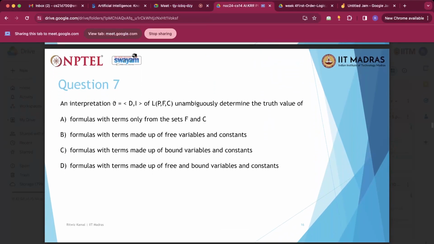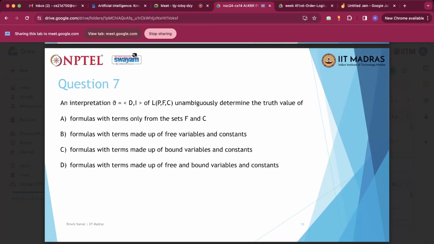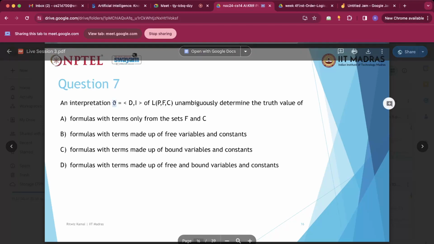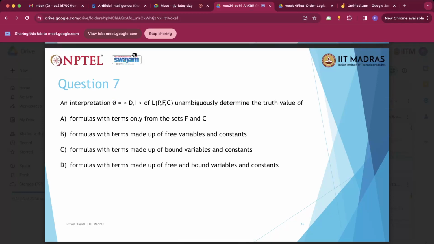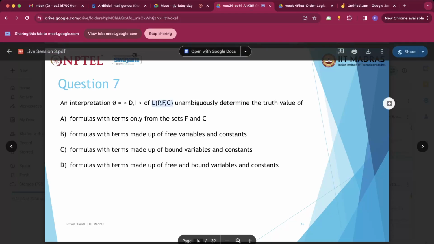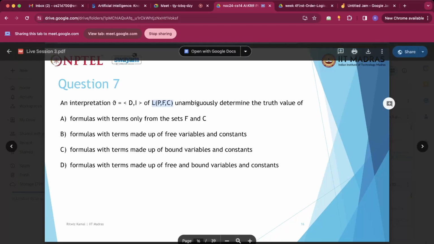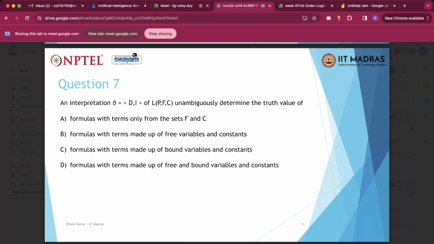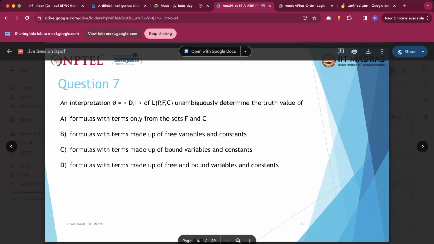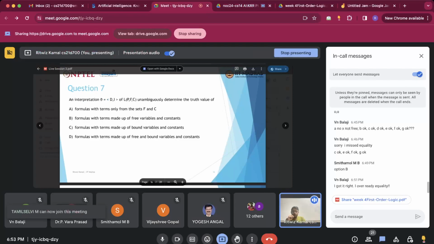So this is a question based on interpretation. An interpretation I is just a fancy way of writing I equals domain and its interpretation I of LPFC. So basically an interpretation unambiguously determines the truth value of which of the following? Again, I'll let you think for a while and then we can discuss.